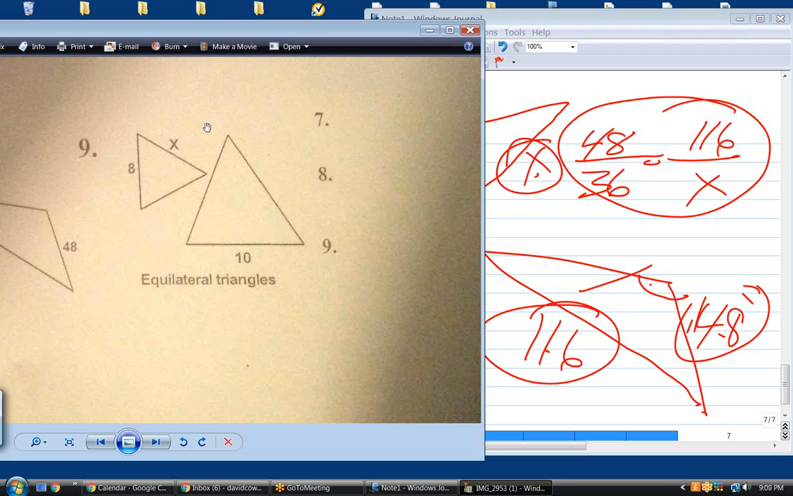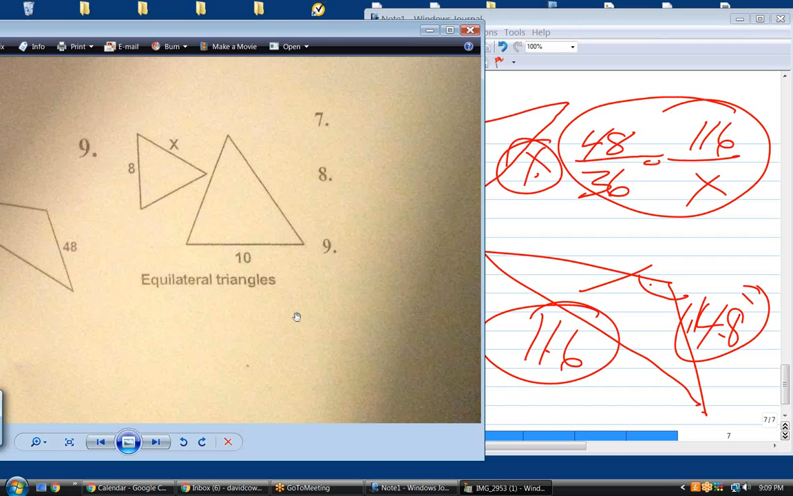They couldn't have said isosceles. If they'd said isosceles, this side might be 8. But when they say equilateral, all three sides have to be 8. And they didn't ask us anything about this triangle. This triangle was stuck there just to confuse us. You could erase this triangle completely. We don't need this triangle to solve for x, not when they tell us it's an equilateral triangle.